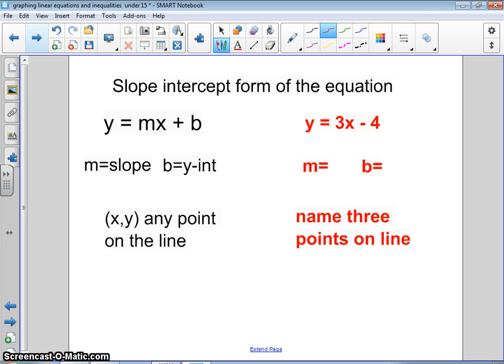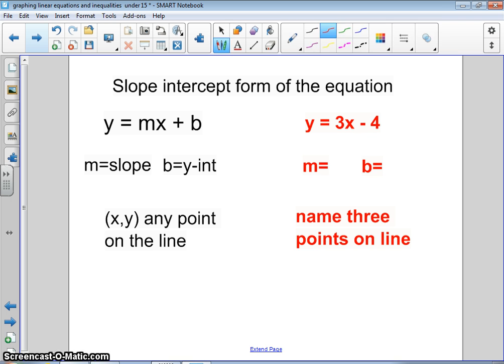All right, so the slope-intercept form of an equation is when the equation is in the form y equals mx plus b. This is the one that we like to use, and it's also the one that your calculator uses, so this is the most important one for us to know.